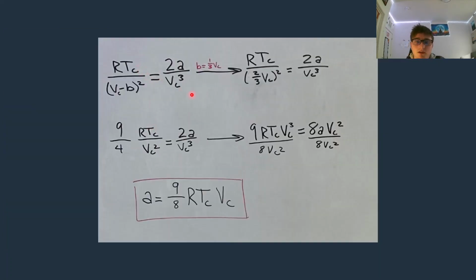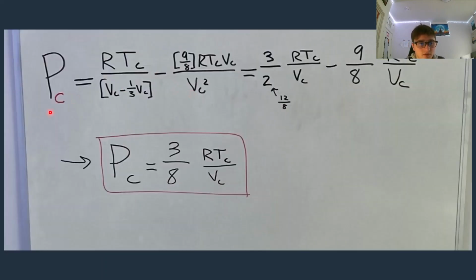Now, also what we could do is that since we have the TC, we have the VC, we are at the critical point, we can say that this is the critical pressure right here. So we plug in our A and B's, and we end up with this right here. Again, more algebra. We end up that our critical pressure equals 3/8 of the critical temperature times R over VC, which is the critical volume.